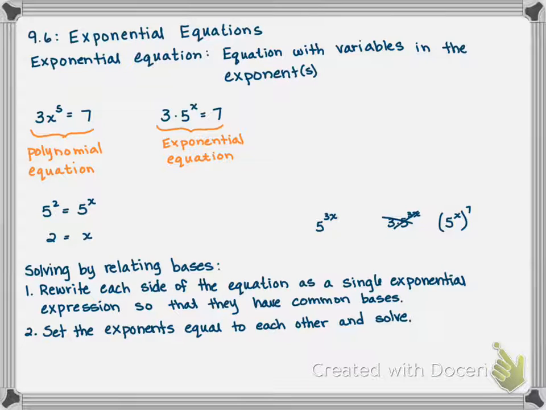So this is the approach we're going to take if we can. We'll talk again on Monday about what to do if we can't make the bases the same. But today we'll just do some where we can. So let's solve 2 to the 3x minus 7 equals 32.